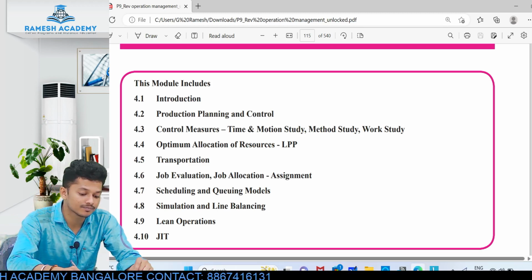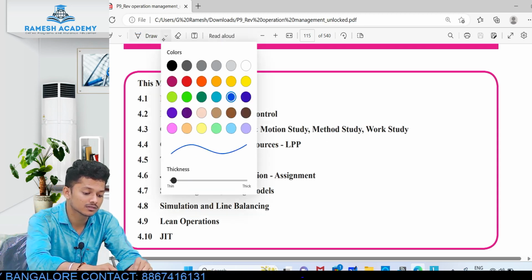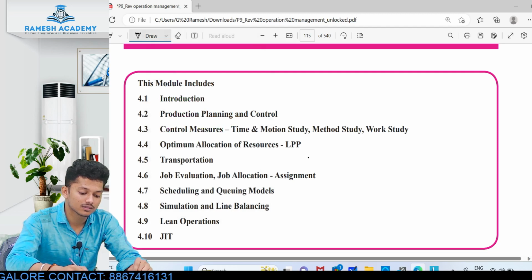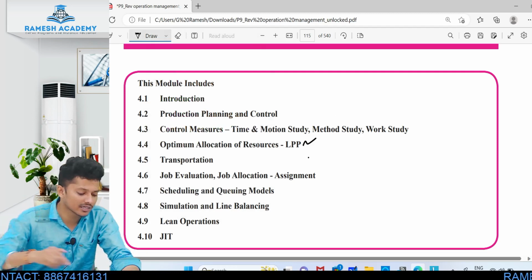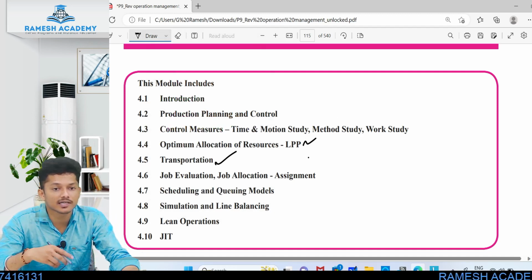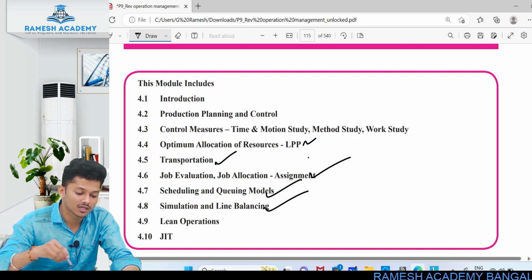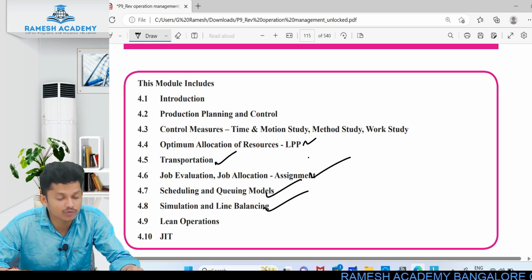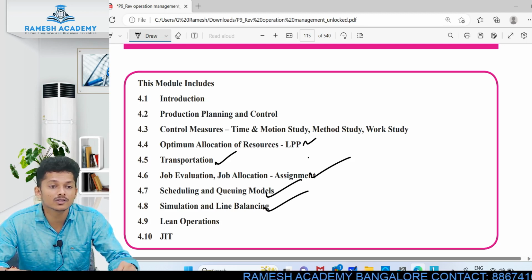This is one damn sure question under this topic. And then transportation, again a very important topic. And job evaluation, job allocation, assignment, very important. And scheduling and queuing model, simulations. See, these 1 2 3 4 5: under this module these 5 parts are very important. You should not deviate from this, and you should not get distracted.